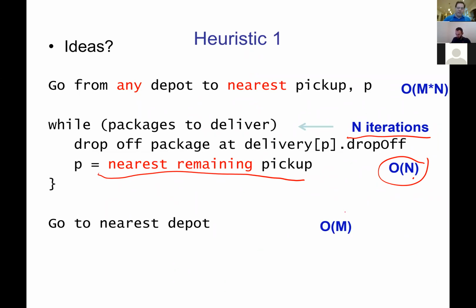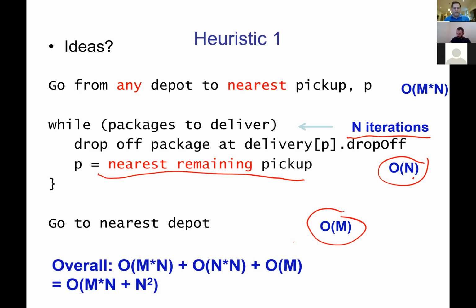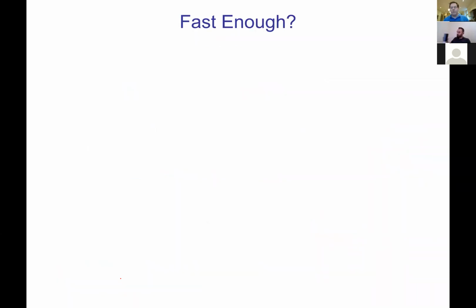At the very end, we go to the nearest depot. That just means checking M depots and seeing which one's closest. Okay, so what's the overall complexity? We just add it all up: order M times N plus N times N squared plus order M. We take out whatever's the biggest. So the biggest is M times N plus N squared. Usually this N squared is going to be bigger because we give you more pickups and drop-offs than depots. But if we ever gave you a case where M was really big, this term might be bigger. But it's basically an N squared algorithm, which is hugely better than the exponential one when we try to do exhaustive search.